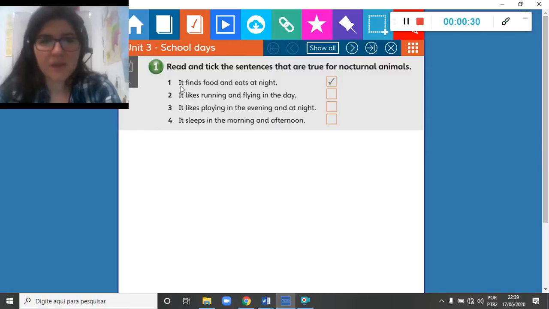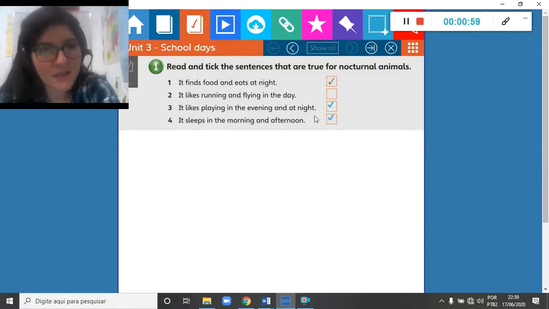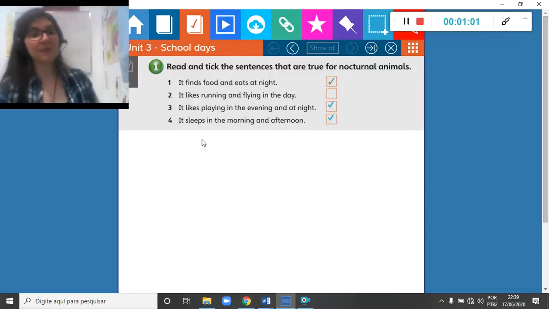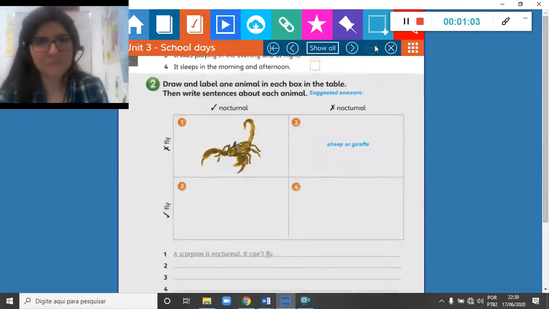So, number one is, it likes running and flying in the day. No. It likes playing in the evening and at night. Yes. Four, it sleeps in the morning and afternoon. Yes. Nocturnal animals find food and eat at night. They like playing in the evening and at night, and they sleep in the morning and afternoon.